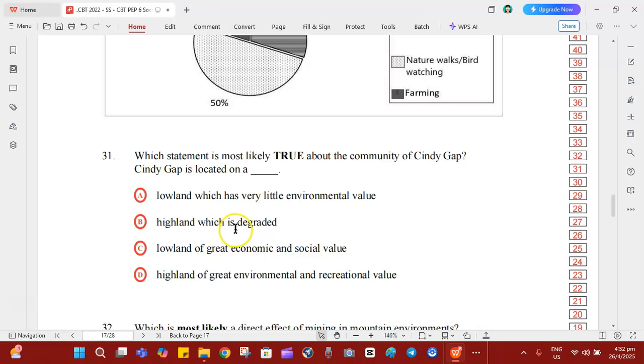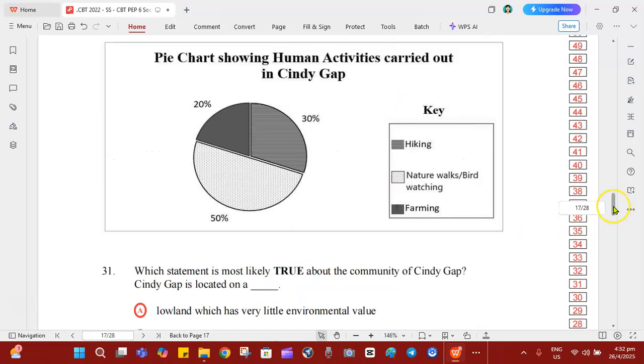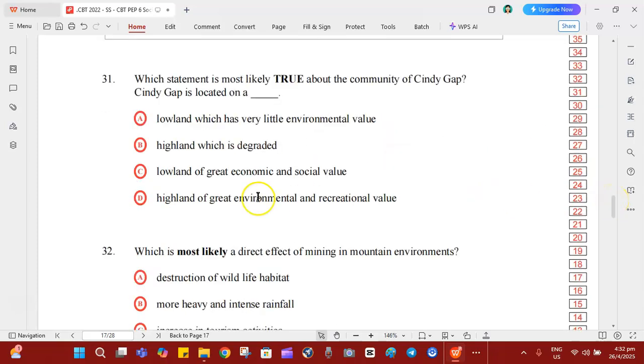B says highland, which is degraded. I'm speaking science, which is degraded. C says lowland of great economic and social value. And D says highland of great environmental and recreational value. Recreational: hiking, nature walk, bird watching. So environmental and recreational value will make it D. Highlands, hiking up in the mountains.